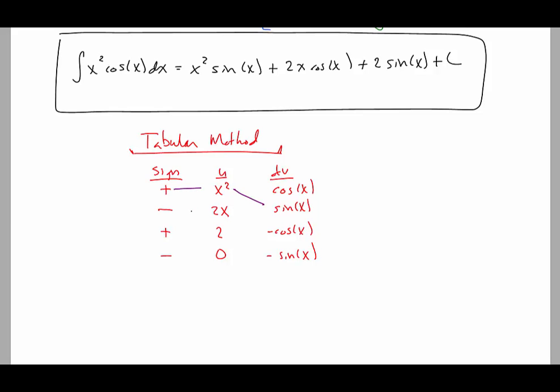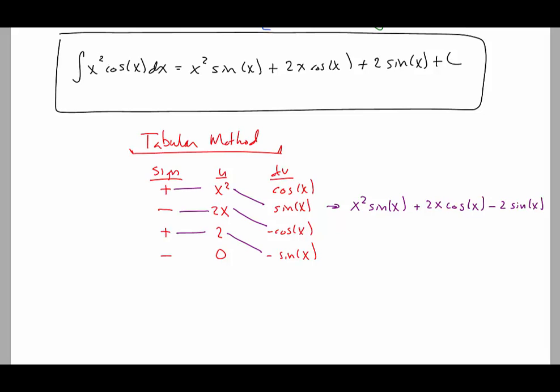I go across, down, across, down, across, down. So I have this product then. This would be x squared sine of x. This one would be minus 2x times a negative cosine of x. So negative times a negative is a positive. And this last one would be a negative 2 sine of x.